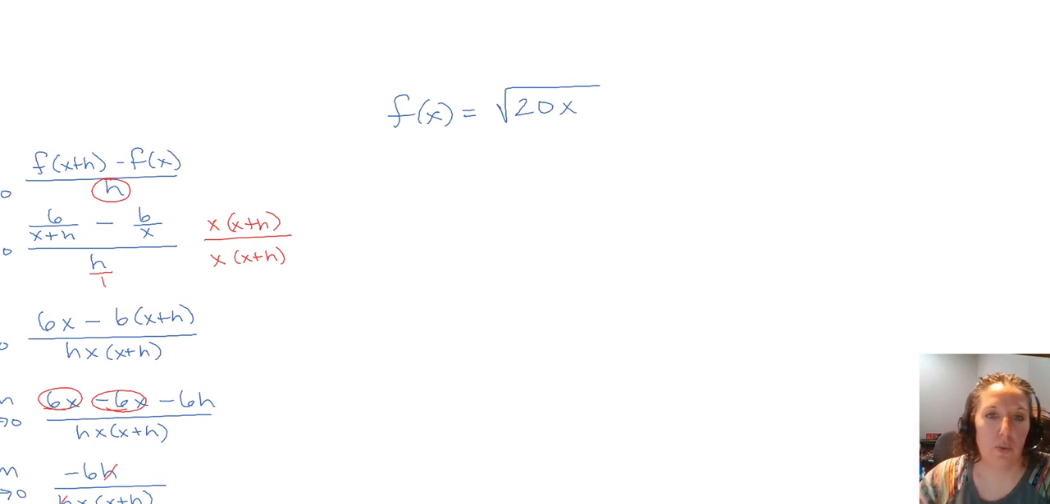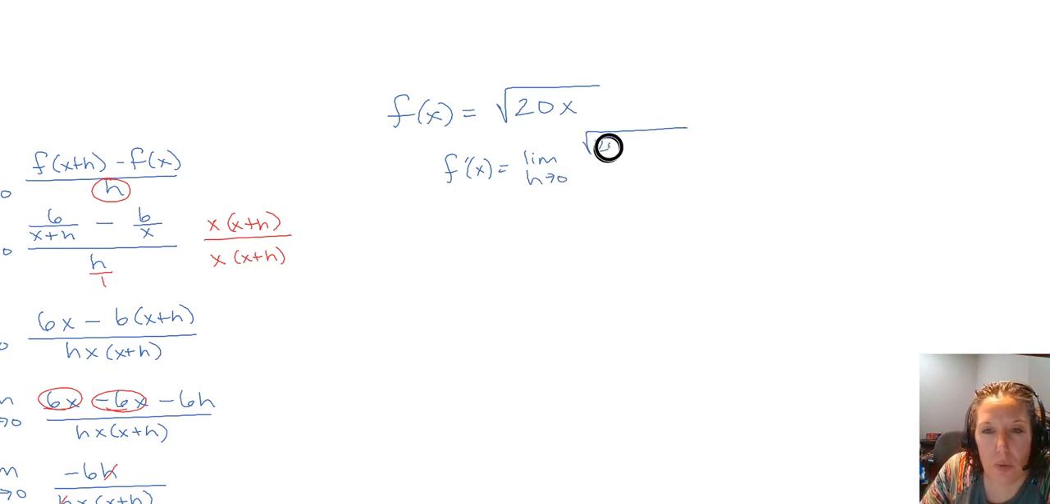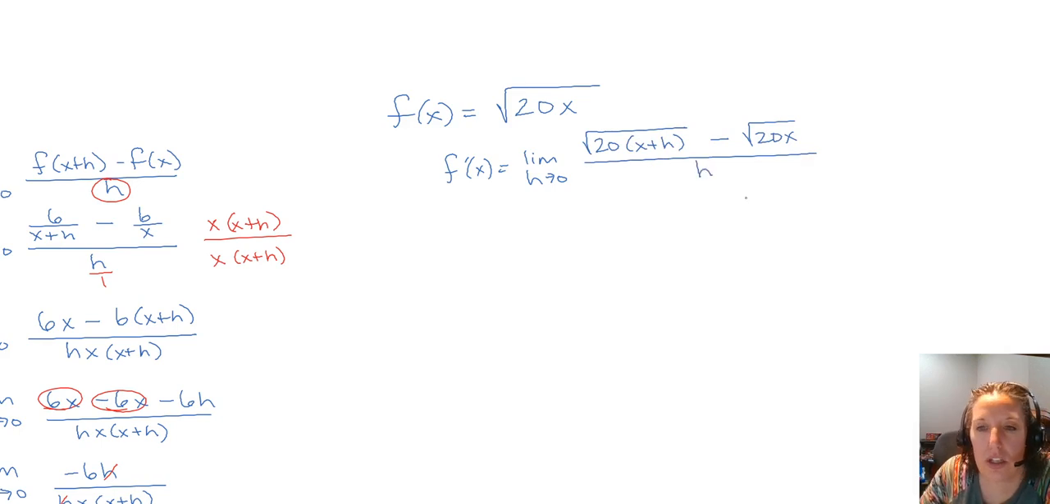All right, the next function we're going to look at is f of x equals the square root of 20x. So same idea, same approach. Our derivative is going to be the limit as h approaches 0 of the square root of 20 times x plus h, minus our original function, square root of 20x, all over h. Now in this one, we can distribute that 20.